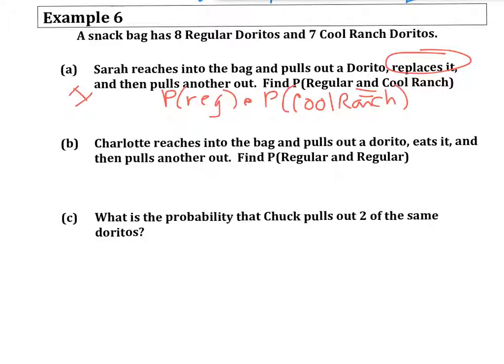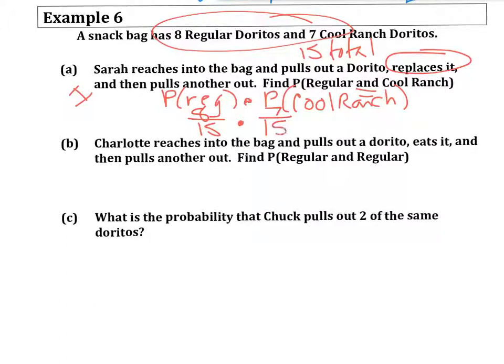So the probability that the first one would be a regular, again we have to find the total, so add those up, that's 15 total. Regular would be 8 out of 15. Then we will multiply that by the probability of a Cool Ranch, which would be 7 out of 15. And then when we multiply those together, we would get 56 out of 225.